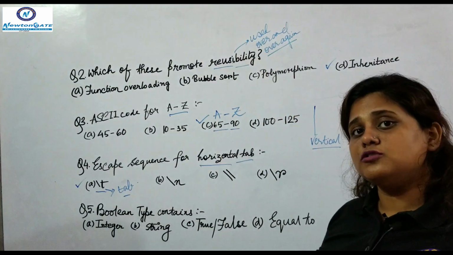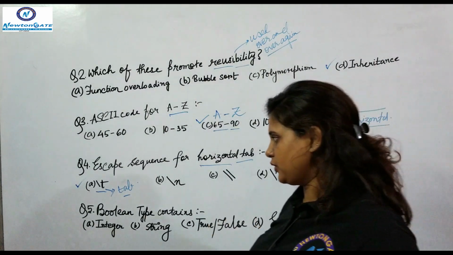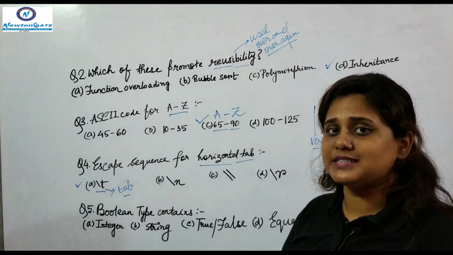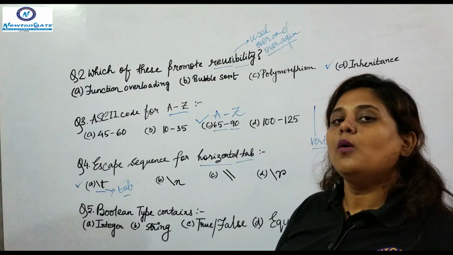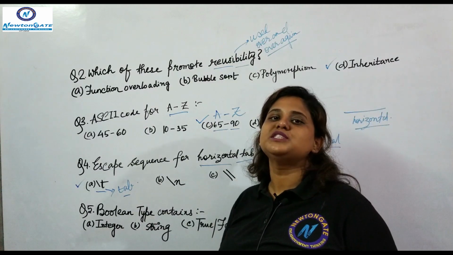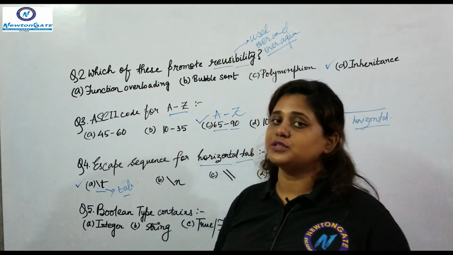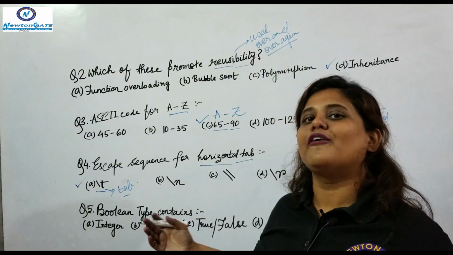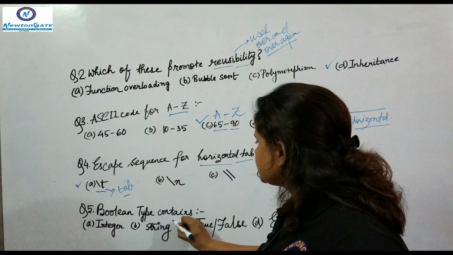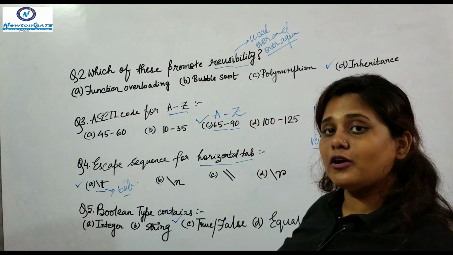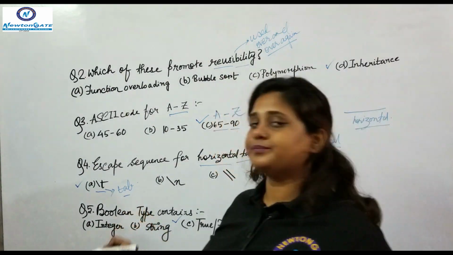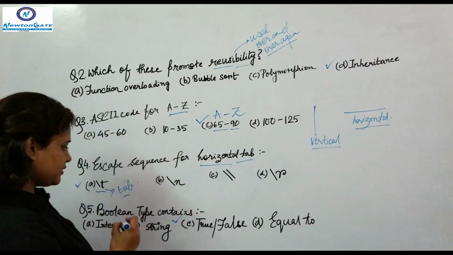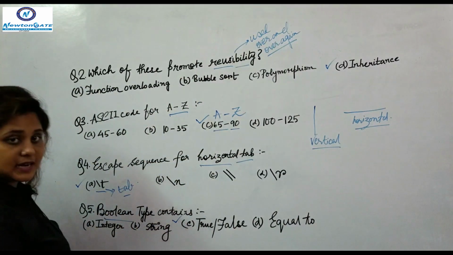Now we move on to our fifth question. The fifth question contains what? Boolean. What is Boolean? Boolean is a particular data type which returns either true or false. That is the answer of our fifth question. It will return either true or false. So Boolean is a particular data type.